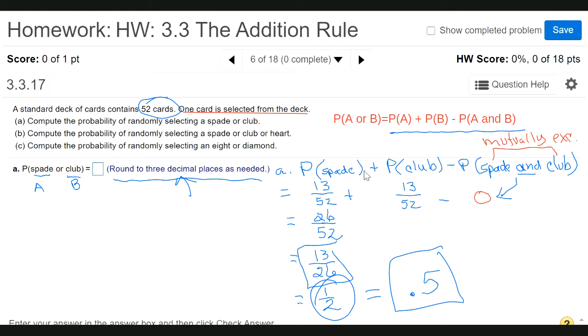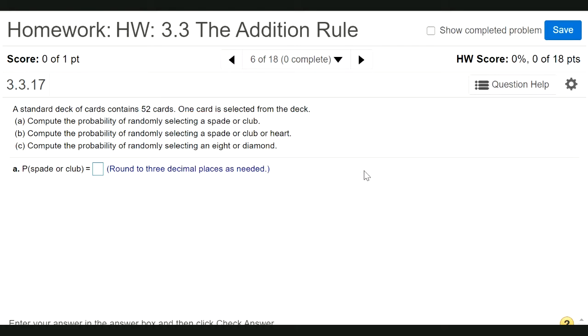Okay, guys, so let's erase this. Let's jump down to part C on this one, okay? So I'm going to do part C. This is actually just a picture of the problem, that's why I can't really put it in. So this says compute the probability. So I'm going to write the probability statement of selecting an 8 or a diamond.